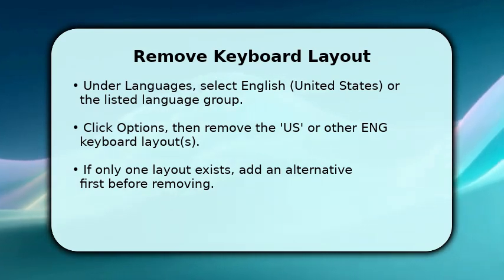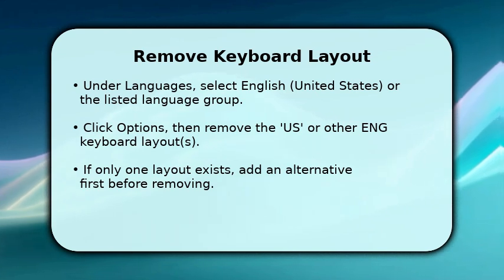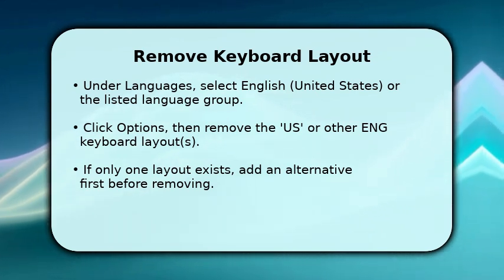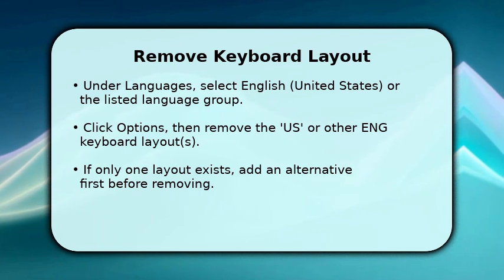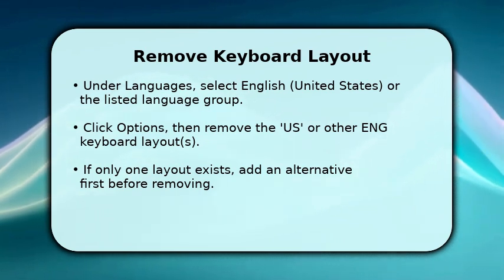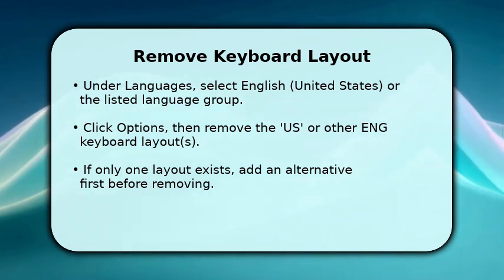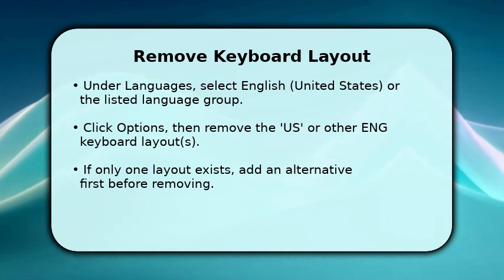Choose the specific English language entry, click Options, and locate Installed Keyboards. If you see US or another ENG layout, select it and choose Remove. This deletes the keyboard and typically removes ENG from the taskbar.